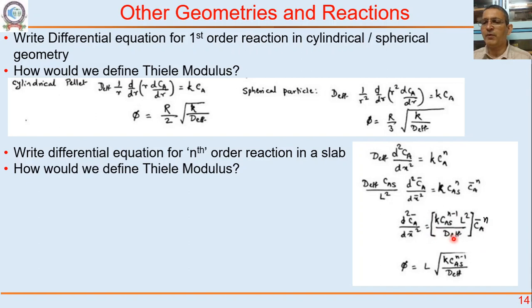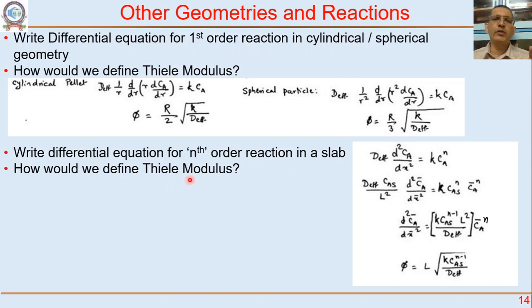So this is now our dimensionless parameter. This we can call phi squared, or Thiele modulus, which would be L square root of K Cas^(n-1) divided by effective diffusivity. Now if you solve this equation and integrate it, we are not going to do it, but we will get Ca bar as a function of x, and then the same way you can get the effectiveness factor for an nth order reaction.